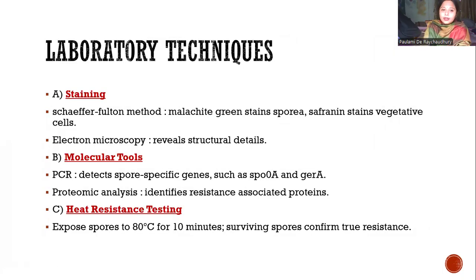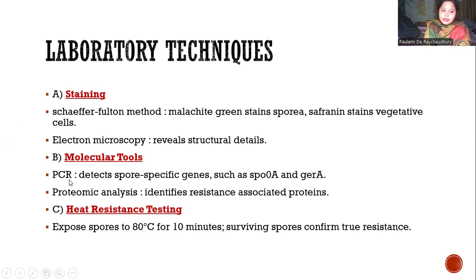Now, what are the laboratory techniques? Staining by the Schaeffer-Fulton method. With usual staining, such as Gram stain or normal ZN stain, we can't see the endospores. The Schaeffer-Fulton method uses two stains together: malachite green stains the spores, and safranin stains the vegetative cells. Electron microscopy reveals the structural details.